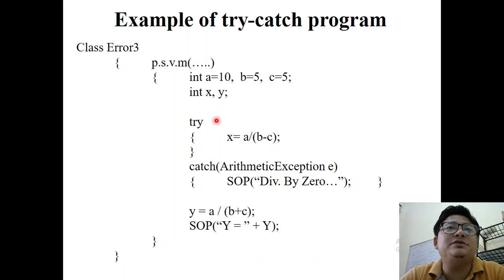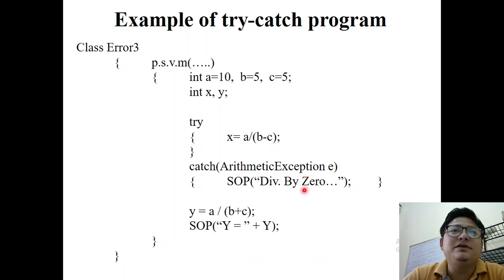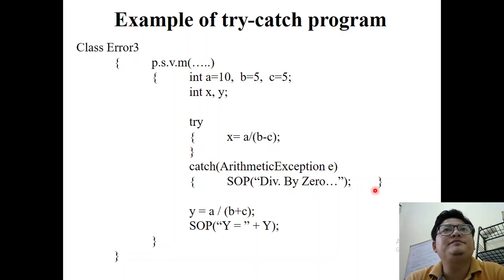So this is a suspicious statement, so you keep such a statement in the try block. If there is a different value for B, very good, X will have some value and the catch block will not get executed. But if B and C have the same value, then the arithmetic exception will be caught. An object will be thrown as E of the arithmetic exception class, which will display some message. So this is all about the try block.